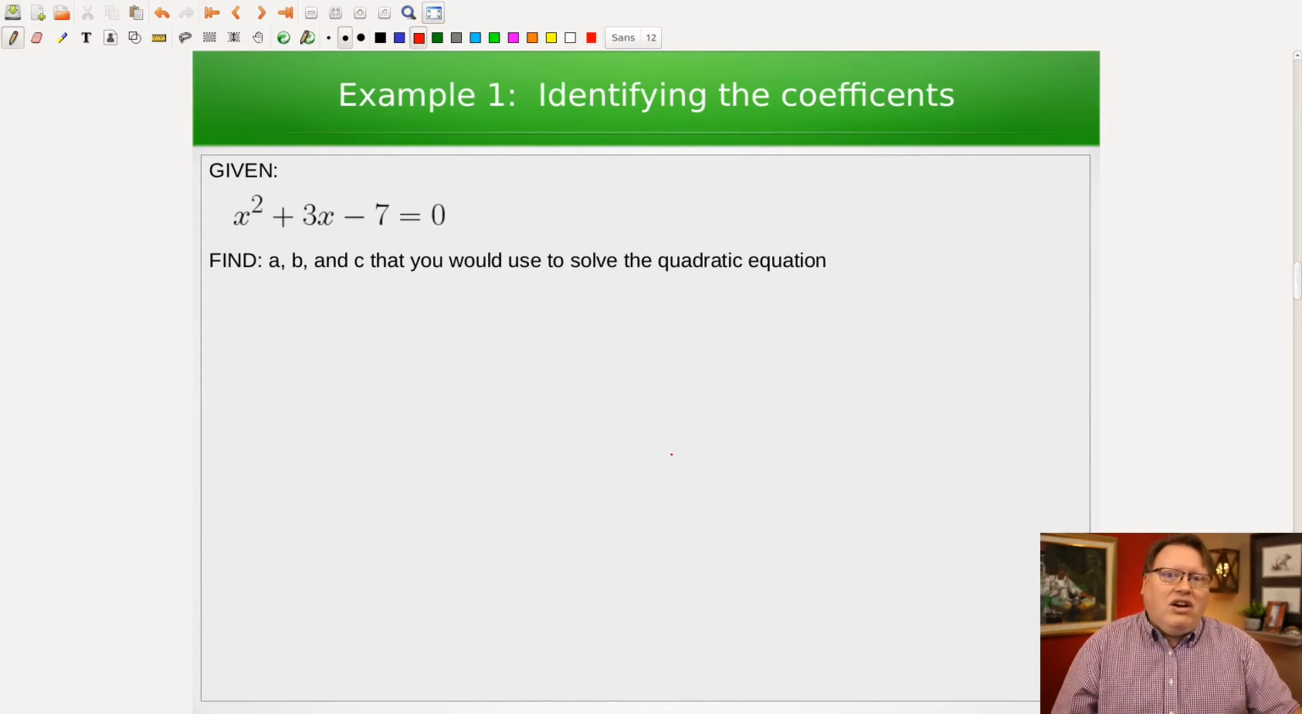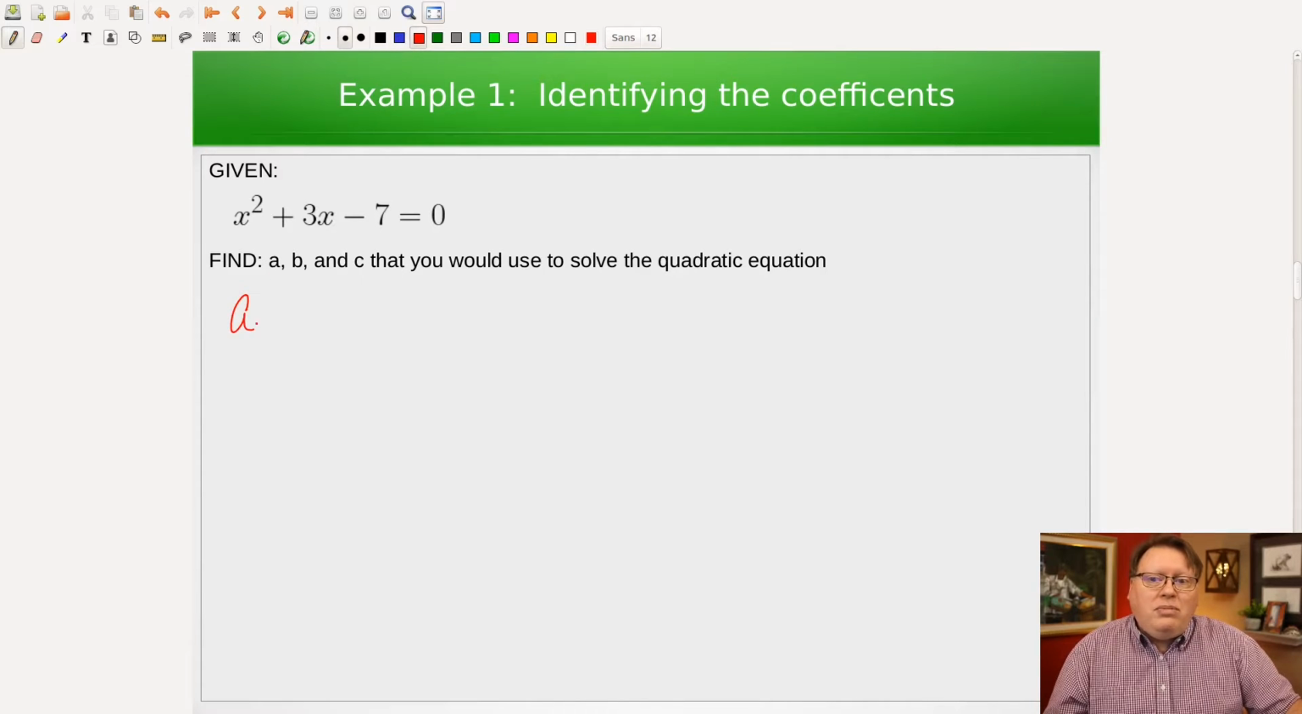All right, let's look at our first example. We want to be able to identify the coefficients, the a, b, and c, in our quadratic equation. Now, if we look at this example, we have x squared plus 3x minus 7 equal to 0. So in this case, we actually have everything equal to 0. So my requirement is met, and I can now apply the quadratic formula. But again, we're not going to write the formula per se. We want to be able to identify the a, b, and c.